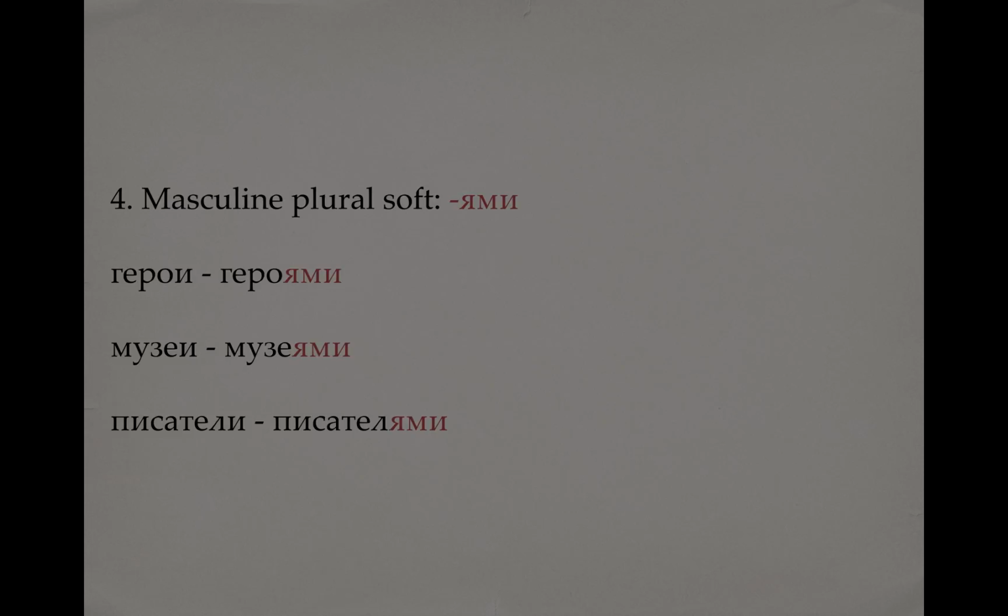Similarly, for museums, muzei, how do we change? We remove the ending and we add -yami, right? So we got muzeyami. Okay, now the third example, pisateli, the writers. How do we change it? Again, we remove the ending and we add -yami, right? So we got pisatelyami.